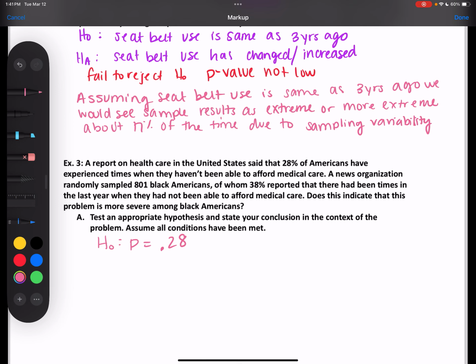Alright, so then what's the alternate? P is greater than 0.28. Why? Because we're trying to see if the problem is more severe, which means there's more of it. Yep, more severe, so that's why we're looking at greater than.